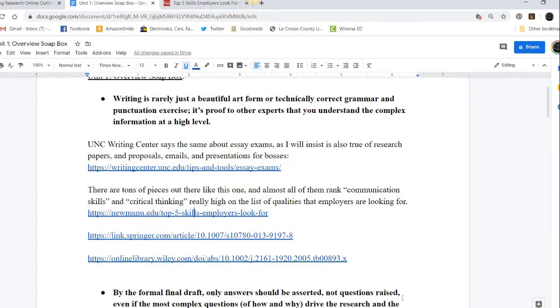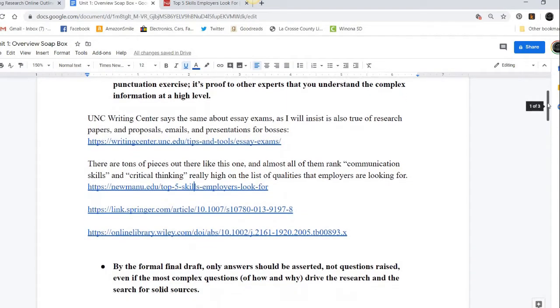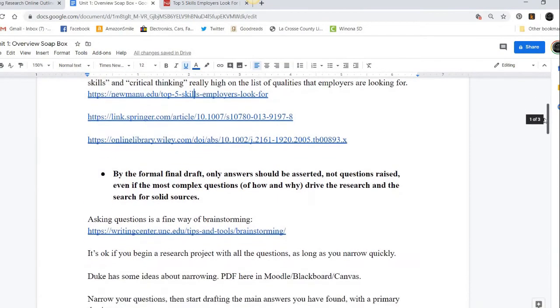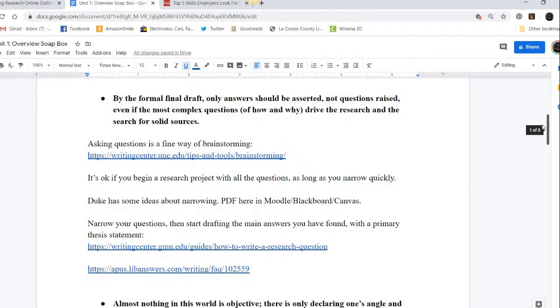There are a couple more of those that you can look at if you like, but critical thinking and written and oral communication skills clearly come into play in a research paper, and it's part of why everybody will ask you not just to write research papers, but will ask you to make presentations, will ask you to write an email to the board of directors, will ask you to write an essay exam, because those skills are so important to your understanding, not just the beauty of what you're saying.